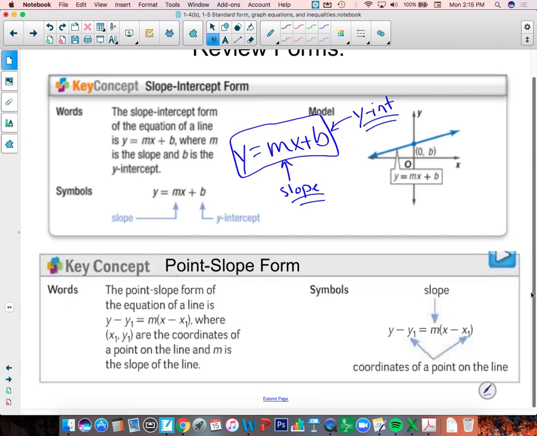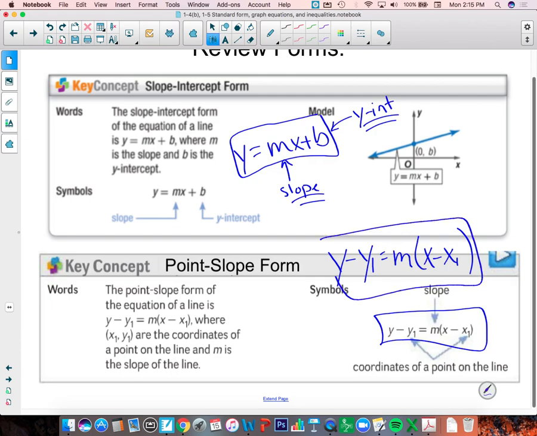All right, and then we have point slope form, which is right here. And if you can't see it, I'll write it out again. So it's y minus y1 equals m(x minus x1). So you need a point and a slope for that one. Okay, we know the x1 and the y1 are my coordinates for the point, and the m is the slope.